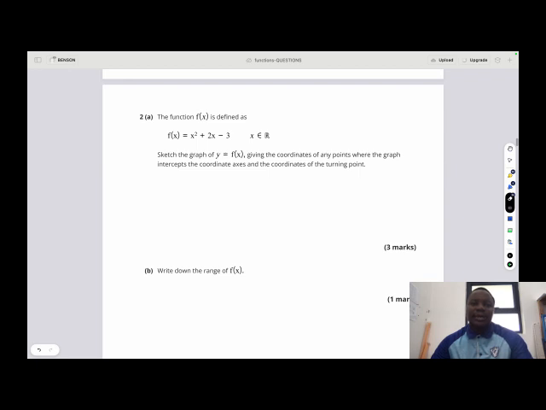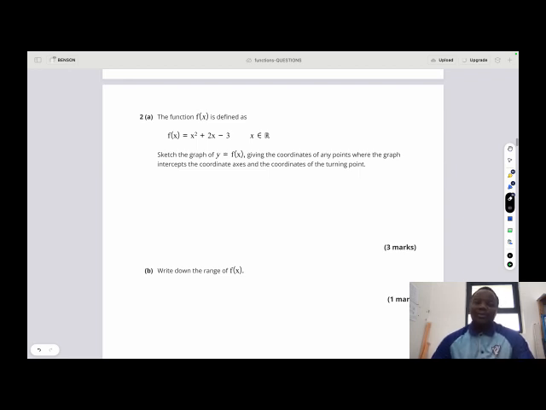We've got a question where a function f of x is x squared plus 2x minus 3. And we are asked to first sketch the graph, giving the coordinates of the turning point, where the graph cuts the y-axis and the x-axis, as well as the turning point.